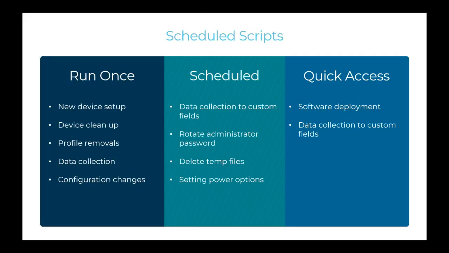And then quick access is a kind of unique use case. Adding them to the policy just makes them easier to find when you go to run an ad hoc script. So we may want to do something like software deployment or data collection there as well. So I'm going to hand it back over to Ethan, and he's going to run through a couple of examples of each of these. We're going to do maybe one of each so that we can answer questions.